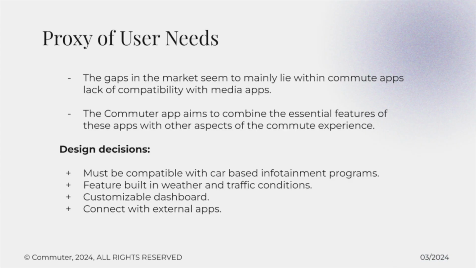Using that information, we were able to gather a comprehensive list of what we believe user needs are at this moment. The Commuter app aims to combine the essential features of these apps with other aspects of the commute experience. The design decisions that we made based on this information are that the app must contain compatibility with car-based infotainment programs, it must feature built-in weather and traffic conditions, a customizable dashboard, and connect with external apps.